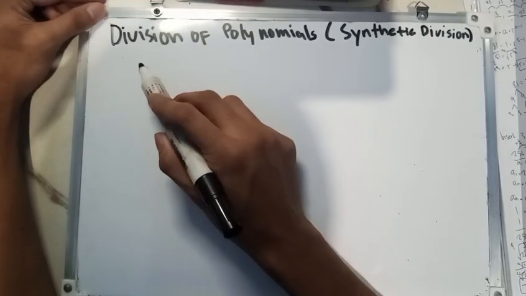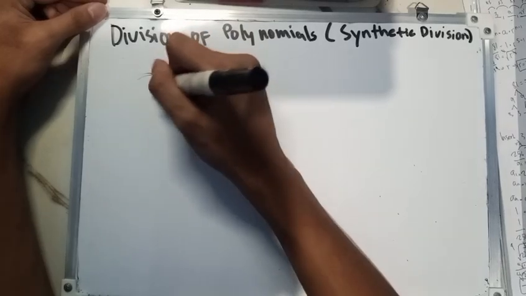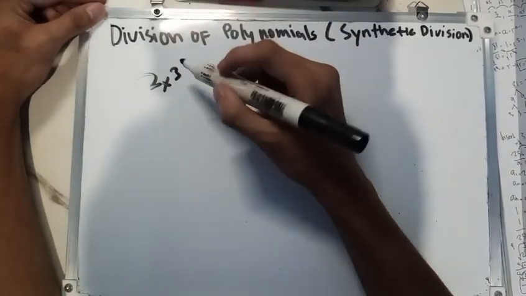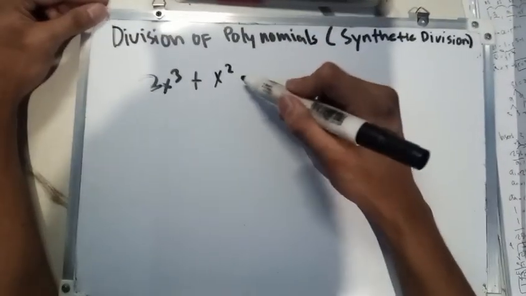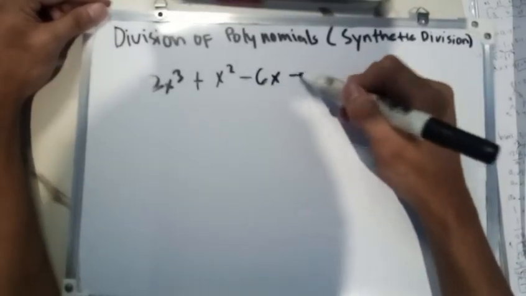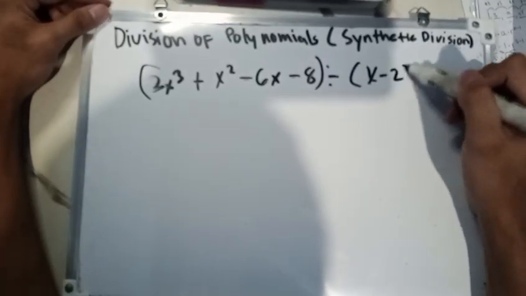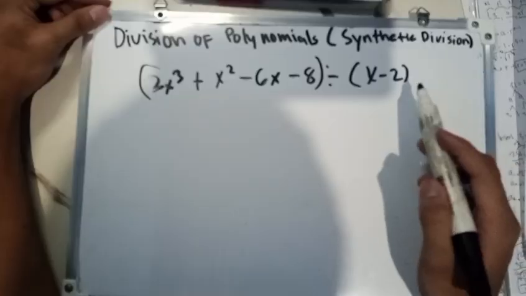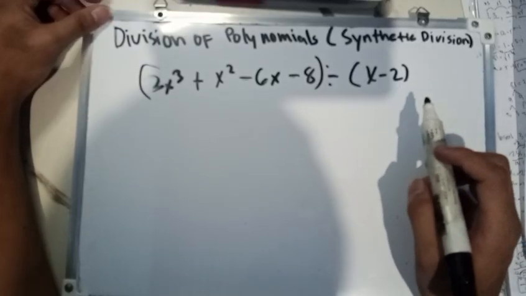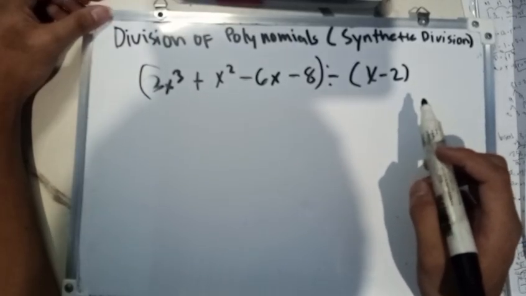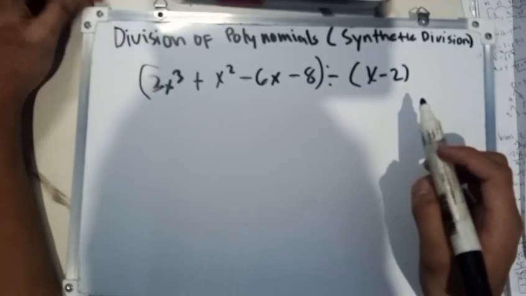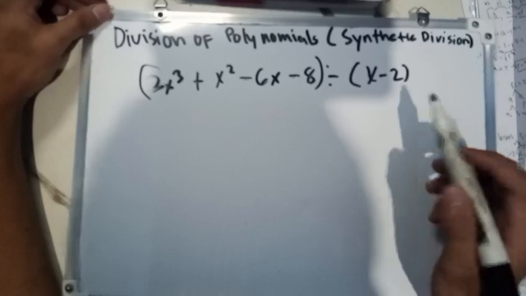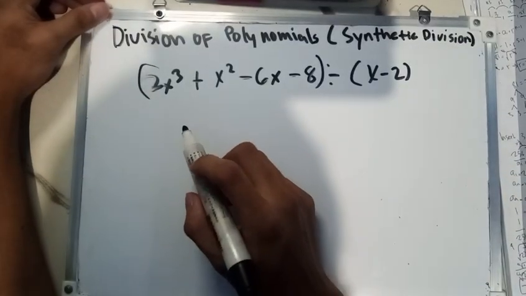For example, we have the operation of 2x cubed plus x squared minus 6x minus 8 divided by the value of x minus 2. We want to get its quotient and corresponding remainder. So how will we do it aside from long division? Synthetic division works like this.